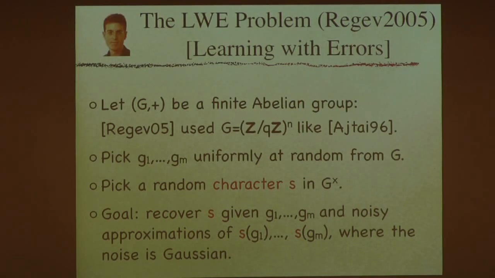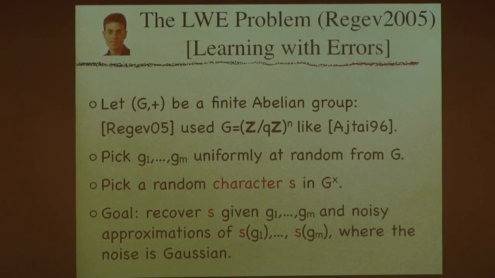So once I enter the dual, this is what I would like to do. This is a problem introduced by Regev in 2005. Learning with errors. Again, we take these finite abelian groups, and in the original paper, we restricted ourselves to Z_q to the n. Again, we pick these group elements uniformly at random from the group. But this time, we're going to do something more. We're going to pick a random character with uniform distribution in the dual group. Okay, let's call it S. And now this is the problem: you want to recover that secret character given the group elements, but also a noisy approximation of the evaluation of the characters at each group element.